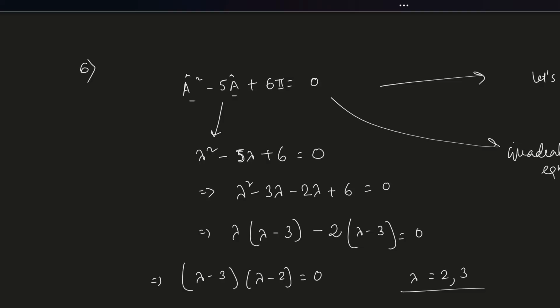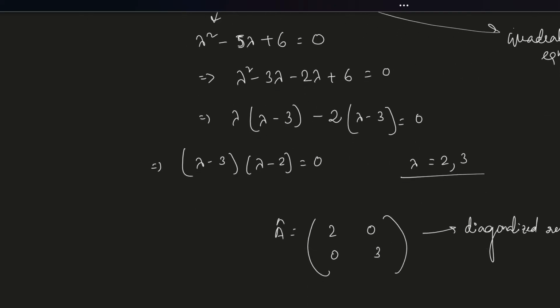because then the diagonal components will be the two eigenvalues. This is the diagonalized representation of the 2 cross 2 A matrix, where the diagonal components are 2 and 3. Right, so this is clear.